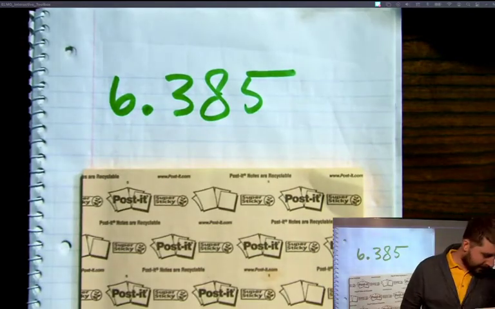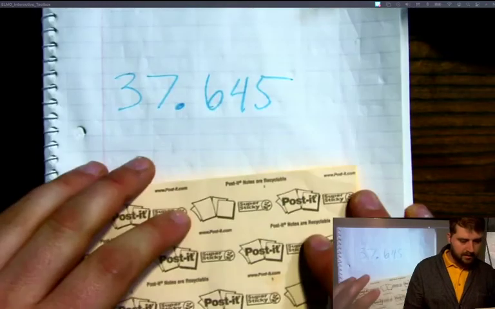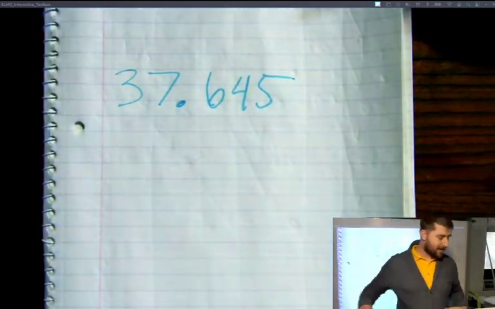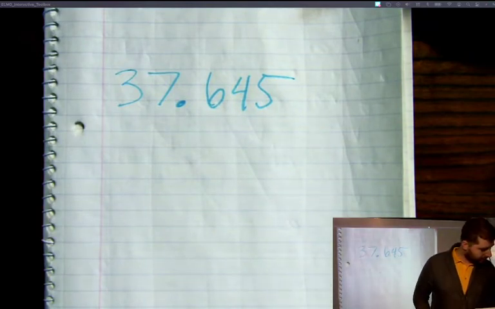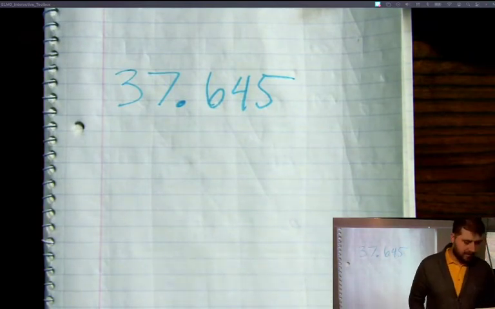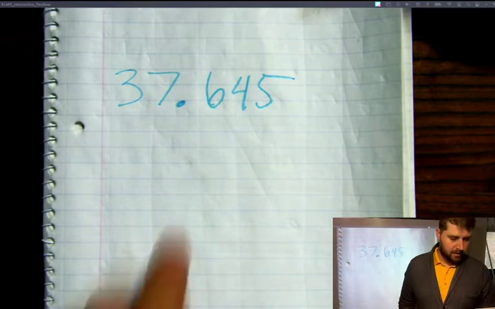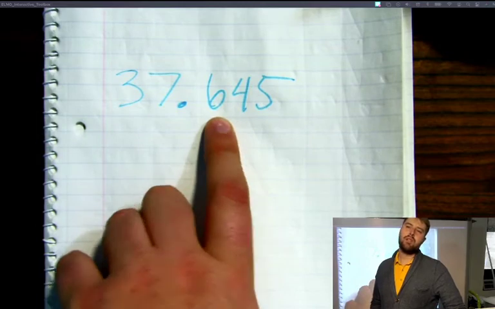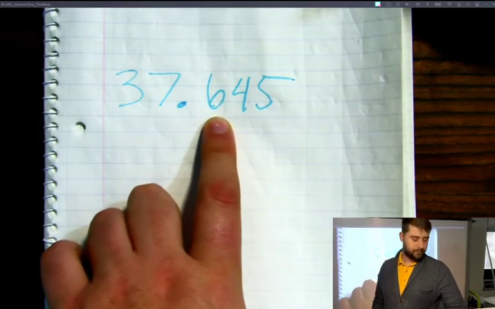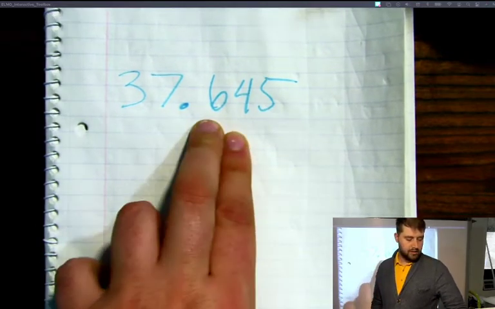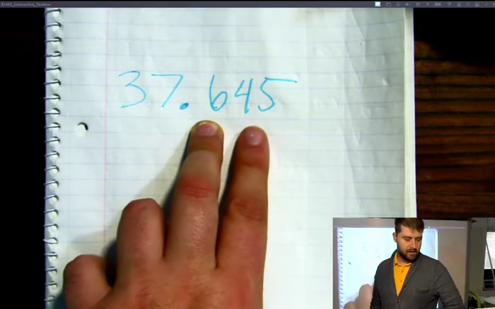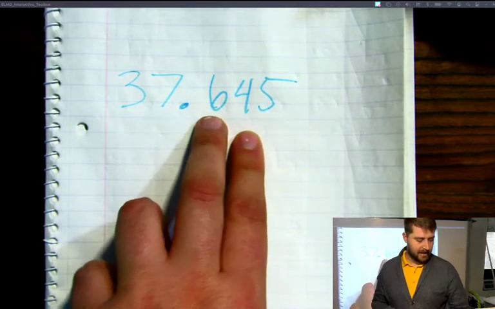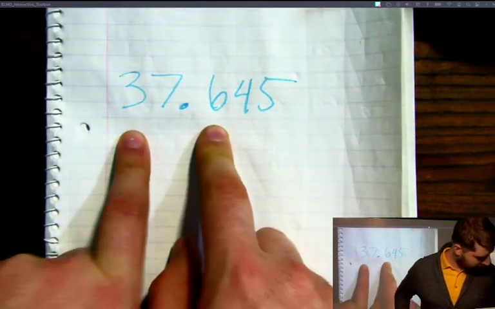Awesome. I love it. Let's take a look at the second number here. 37 and 645 thousandths. And we are first going to round this to the nearest tenth. So we're looking at our tenths place. Is this going to remain a 6, or is it going to move to a 7? Well, let's look at our hundredths place here, this 4. This 4 is 0 to 4, 4 or below. So the 6 is going to stay the same. So our answer is 37 and 6 tenths.